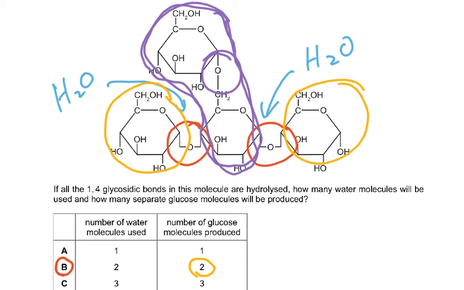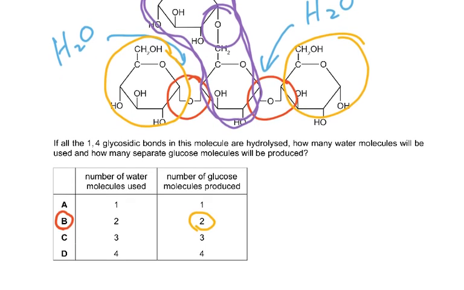So it said if all the 1,4 bonds are hydrolyzed, how many water molecules will be needed? So 2 will be needed. And how many separate glucose molecules will be produced? So only 2 will be produced, the two which I have drawn in yellow. This is one, and the other one is this one here, which I have drawn in yellow.